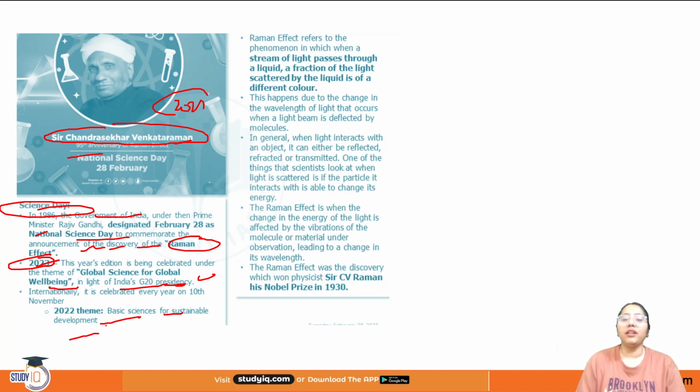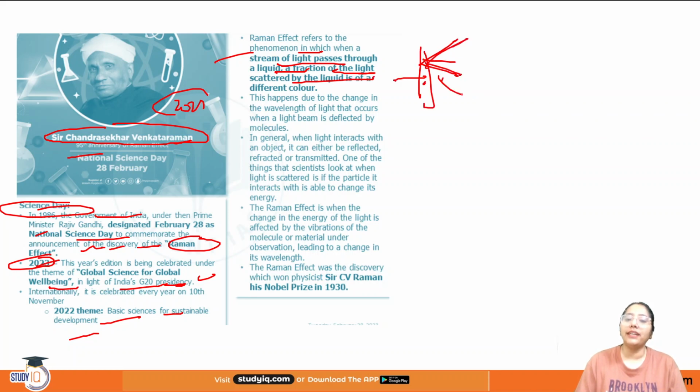Now let's talk about the Raman effect. The Raman effect refers to the phenomenon in which, when a stream of light passes through a liquid, a fraction of the light is scattered by the liquid into different colors. Like, if light is passed through the liquid, it will scatter.